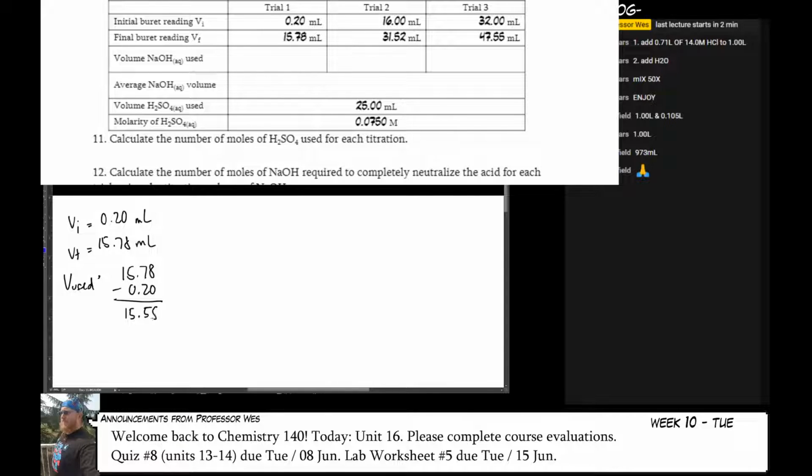So be careful of sig figs. You should have 4 when you're done with this because of how subtraction works. Don't round it to 2. I'll be sad. Okay, so this is the volume of sodium hydroxide.